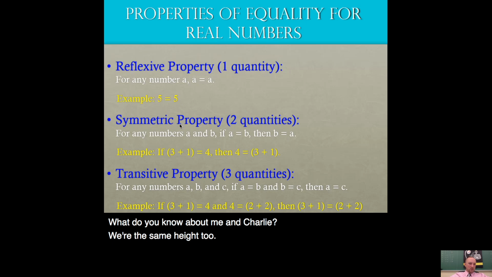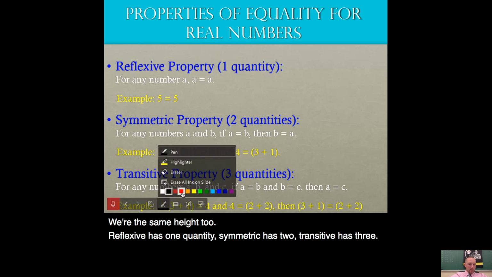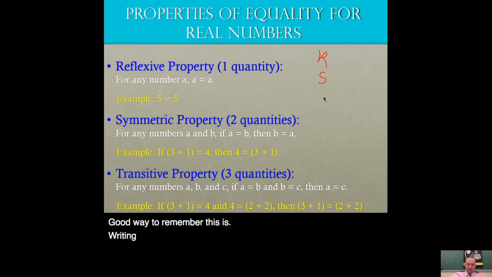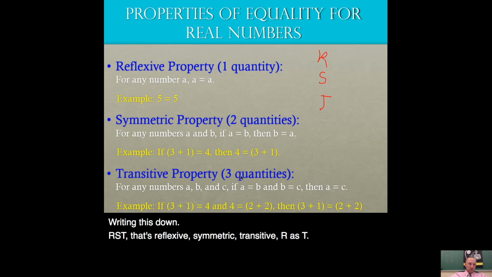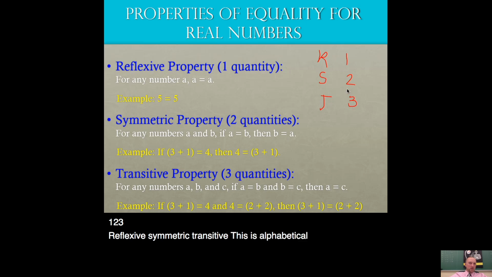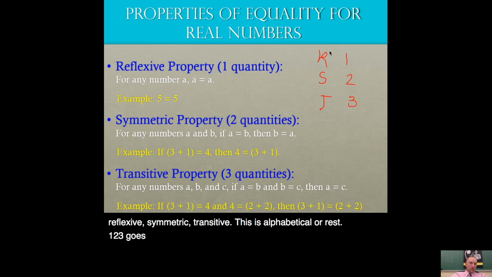Reflexive has one quantity, symmetric has two, transitive has three. A good way to remember this is writing this down. RST. That's reflexive, symmetric, transitive. RST. 1, 2, 3. Reflexive, symmetric, transitive. This is alphabetical. RST. 1, 2, 3 goes in order numerically. Reflexive has one thing. Symmetric compares two. Transitive compares three.